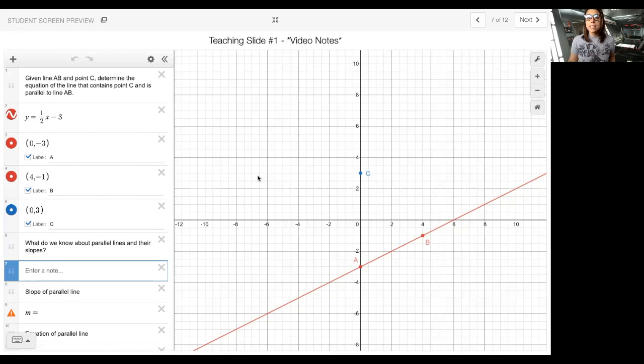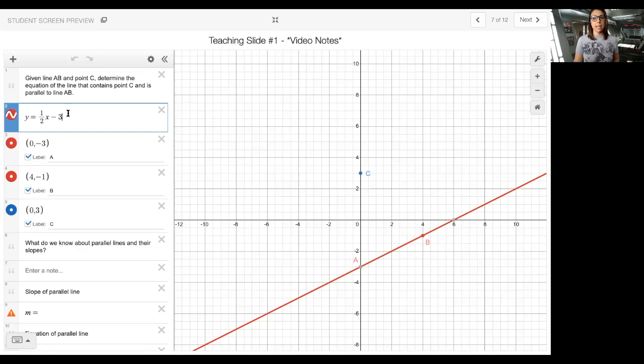Welcome back, Math Padawans. Now that you've had a chance to practice with point slope, let's actually use it. So here we are given line AB and point C, and we're asked to determine the equation of the line that contains point C and is parallel to line AB. So let's take a look at what we're really given here. In addition to being given the graph of line AB and point C, we're also given the equation of line AB as y equals 1/2 x minus 3. We're given the coordinates of A and B, and we're given the coordinates of C.